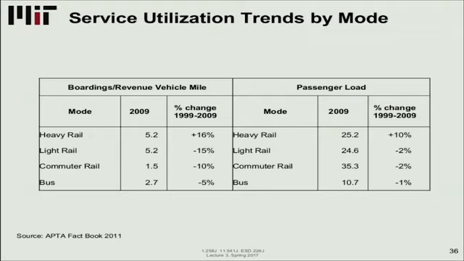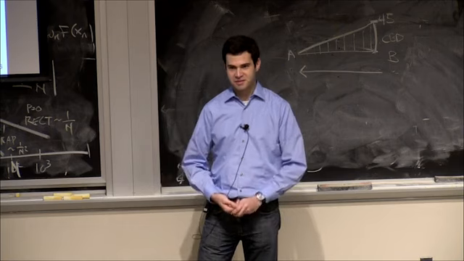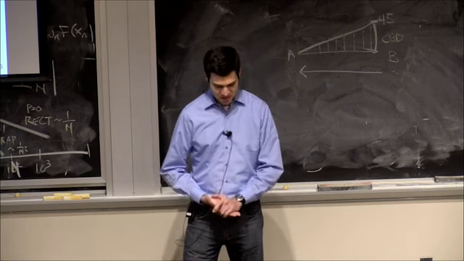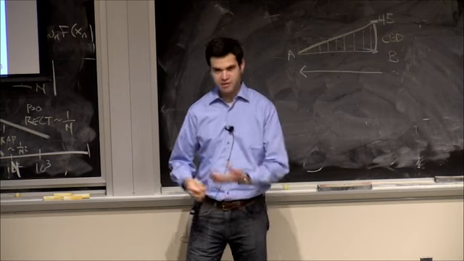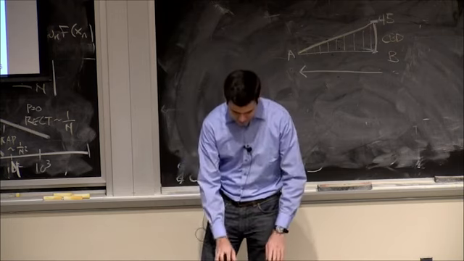Okay, and service trends by mode. So we have here boardings per revenue vehicle mile. This is a way of measuring how much per supply. In 2009, this is how much, 5.2 for heavy rail and light rail. Heavy rail grew by 16%, light rail decreased by 15%. Again, more investment in light rail, but more of the growth happening in heavy rail.